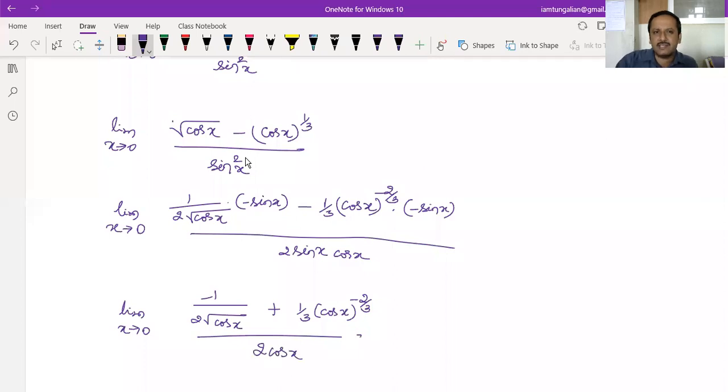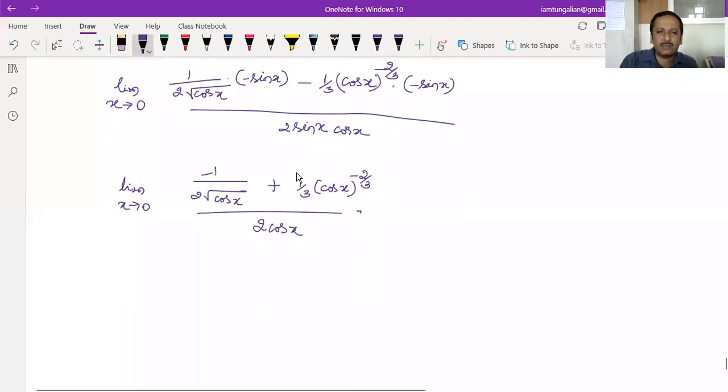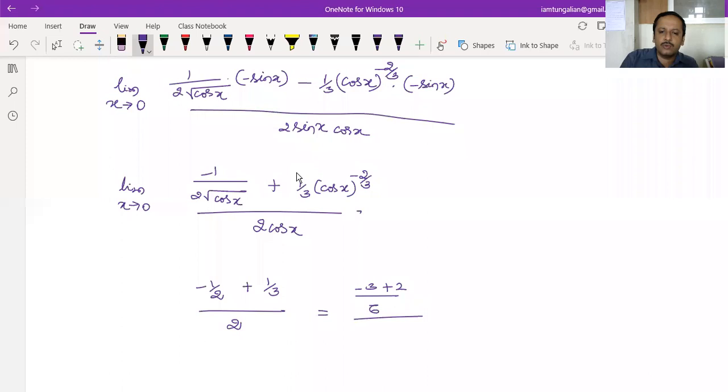Now apply the limit as x tends to 0. When x approaches 0, cos 0 is 1. So here we get minus 1 by 2, plus 1 by 3. Cos 0 is 1, and 1 to the power minus 2 by 3 will be 1 only. 1 by 3 into 1 will give you 1 by 3, divided by 2. Take the LCM here. 6 is the LCM. So this will be minus 3 plus 2 divided by 6, which is minus 1 by 6, divided by 2, which means minus 1 by 12 is the answer. Minus 1 by 12 is the fourth option.